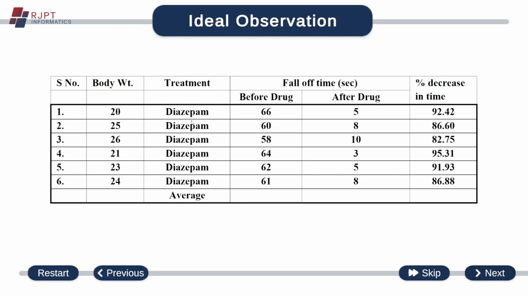Now this is the observation table of this experiment. As we can see, it shows the body weight, treatment, the drug we are using, then the before-drug observation fall time and after-drug fall time, and then the percentage decrease of the time. We are using six mice for this experiment so that we can observe the differences of the time very easily.